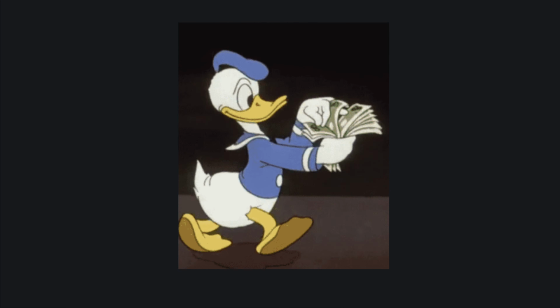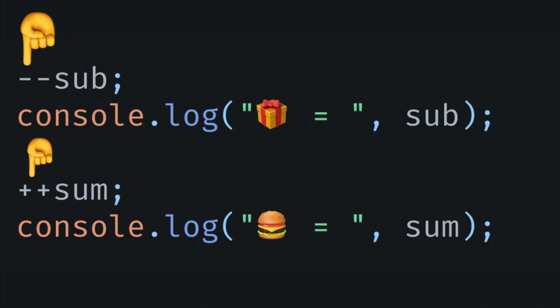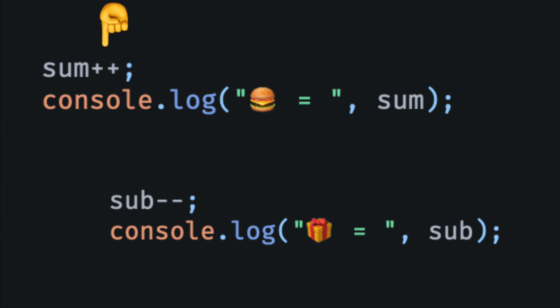To increment or decrement a value, you add two plus or minus signs before the variable if you want to use the current value, then increment or decrement the variable. Otherwise, use the plus or minus signs after the variable, so you use the updated variable value.